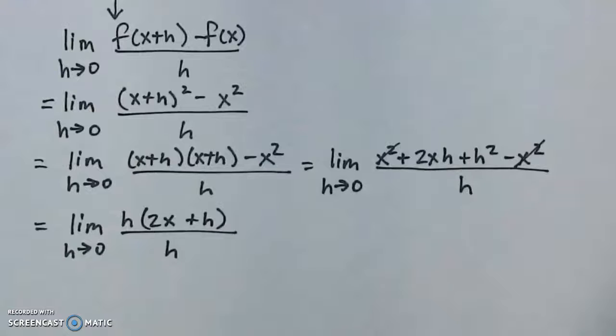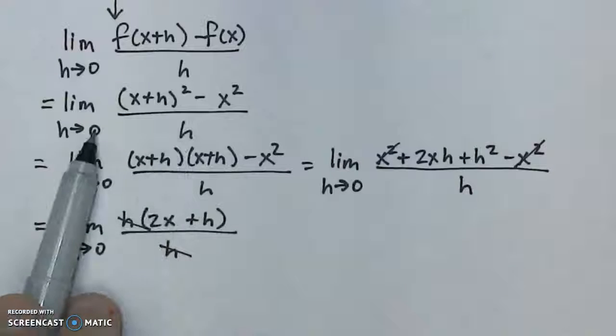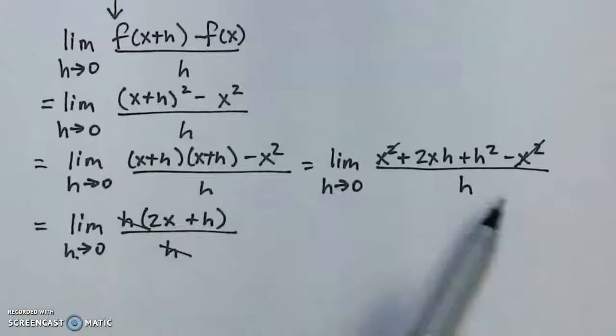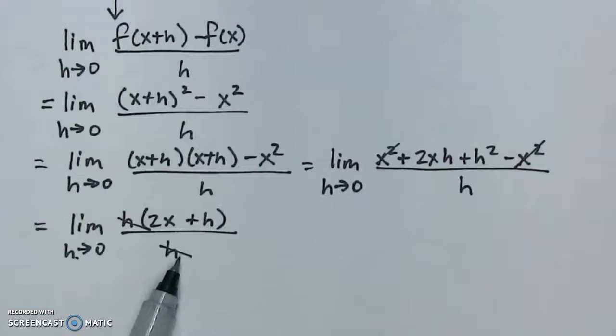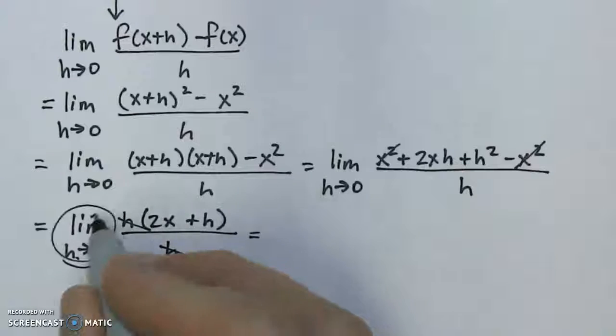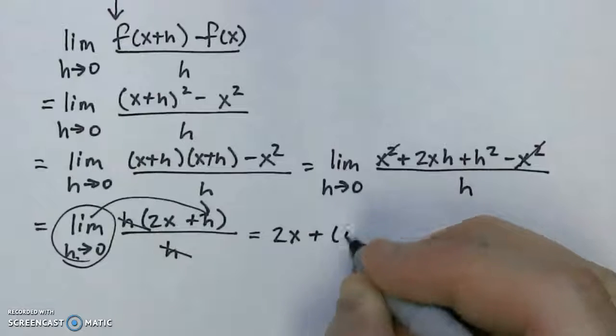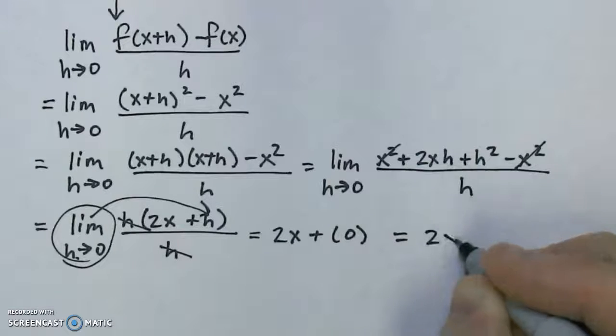Now that we have that h factored out on top, it cancels with the h in the denominator, and I can now plug in 0. I was not able to plug in 0 until just now. If I plugged in 0 before, it would be undefined. Now the h in the denominator is gone, so it won't be undefined if I plug in 0. So I don't need the limit anymore because I'm now evaluating it by plugging in 0, which just gives me 2x.